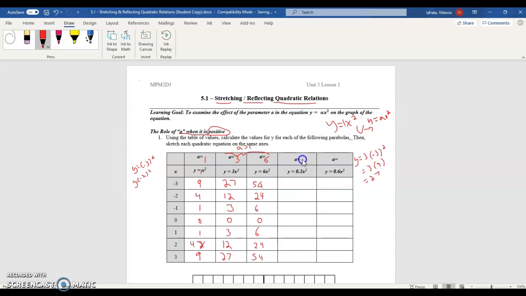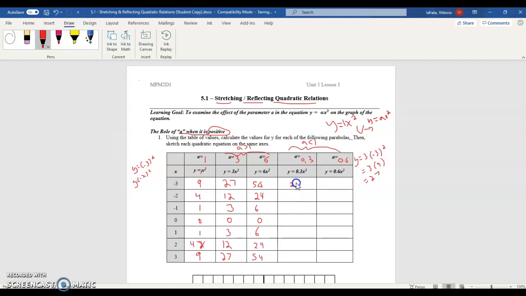We're also going to have a set where a is smaller than 1. Here we have 0.3 as our a, and 0.6 as our a. So these two would be the case where a is less than 1. Still positive, but less than 1. But it's the same idea. You can multiply the y value of y is equal to x squared by the a that's in front of it to get your new y value. So we would have something like this.